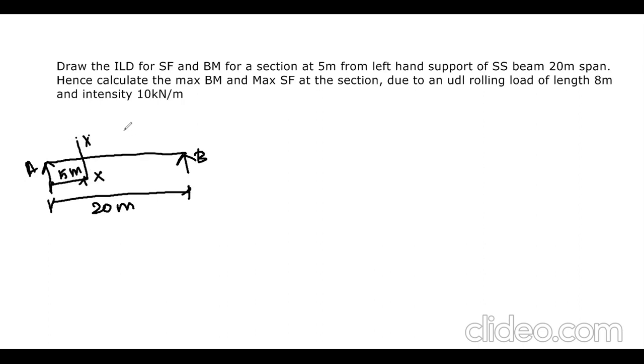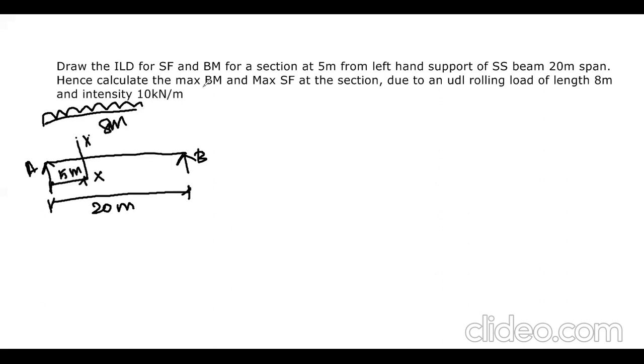And the third and last thing we have to note is that there is a UDL rolling over this beam. Here not any point load, not any concentrated load acting on this beam. Here one rolling load, a uniformly distributed load, is rolling over this beam whose length is 8 meter and its intensity is 10 kilonewton per meter.